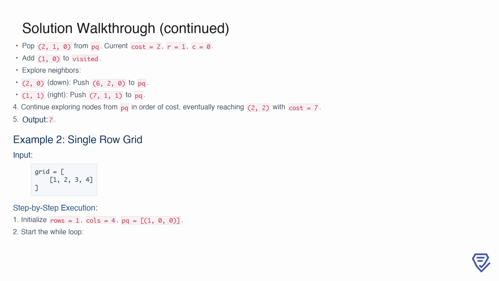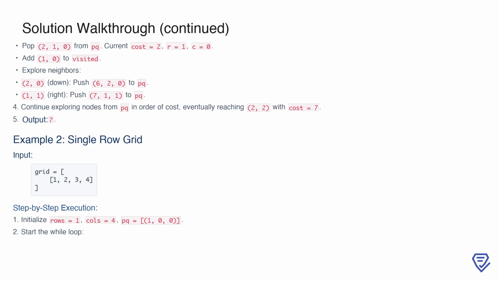The process continues, with the algorithm always selecting the path with the smallest cost. Eventually, the bottom right corner, 2, 2, is reached with a total cost of 7. This value is returned as the output for example 1. By following this systematic approach, we ensure that we find the minimum cost path.